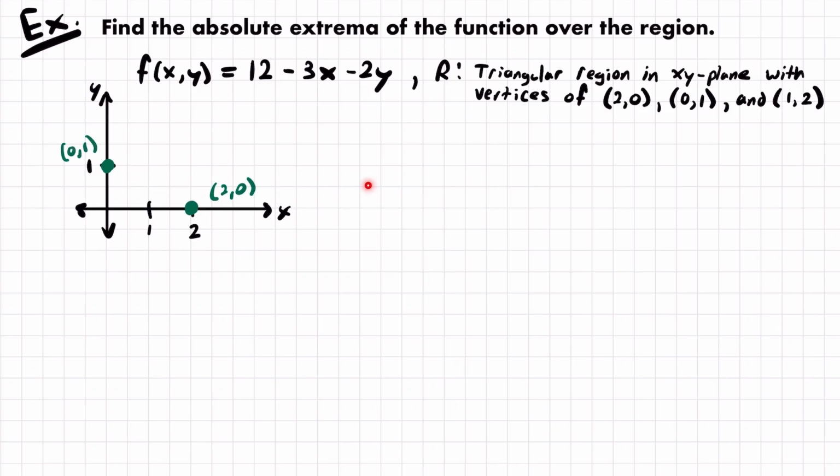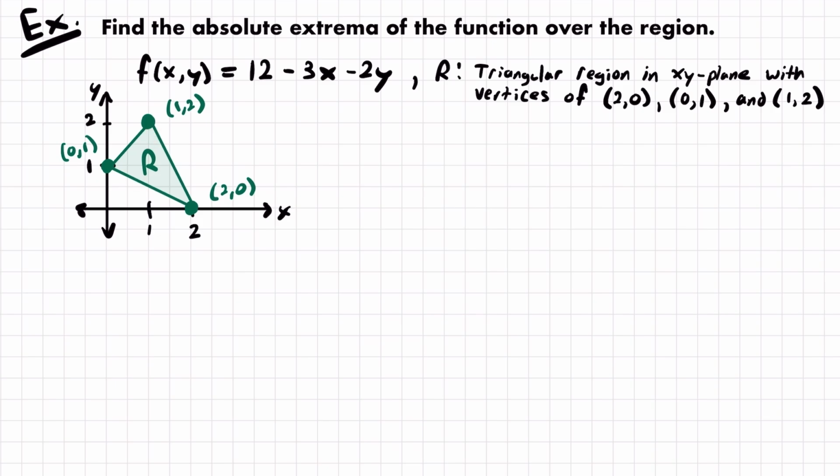And then finally, we have the point 1, 2. So if this is y equals 2, then the point 1, 2 would be right here. All right, so I'll plot that point. That is the point 1, 2. Those 3 points make up the vertices of this triangular region. So what you want to do to finish off the sketch of the region is connect those 3 points. So I'll do that right here. Okay, that is our region R.